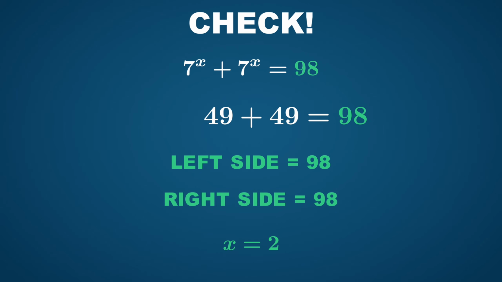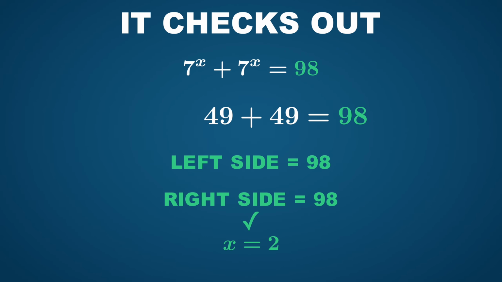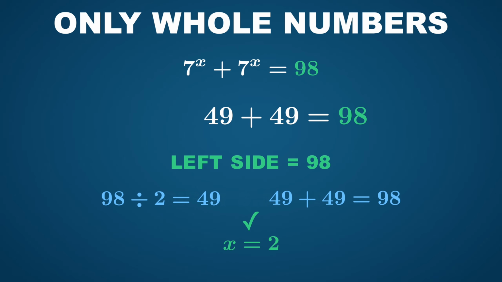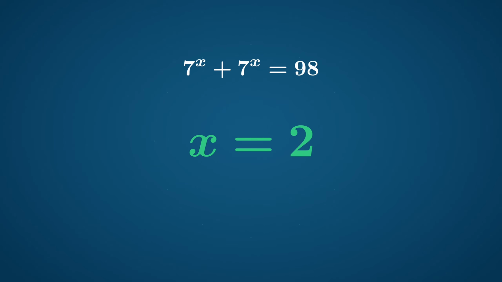The right side of the original equation is 98 as well. Both sides land on the same number, so the answer checks out. The whole check used nothing but simple whole number arithmetic. It is the same 49 plus 49 pairing that appeared when we had 98. So the solution of the equation 7 to the x plus 7 to the x equals 98 is x equals 2.